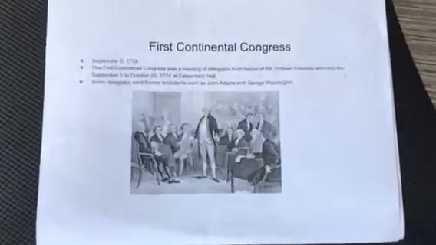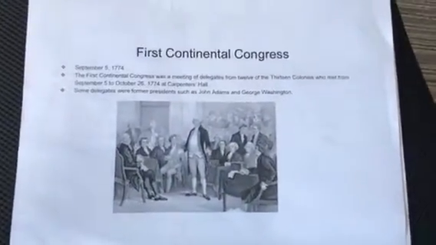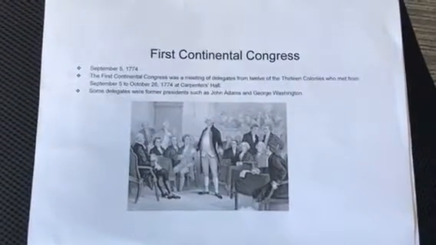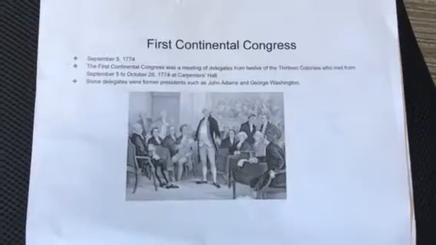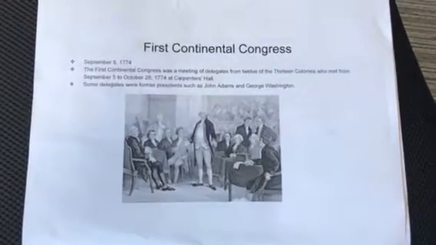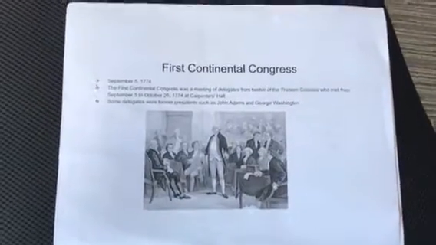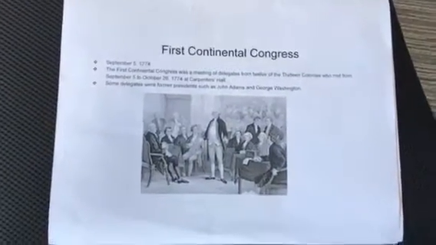The First Continental Congress. On September 5, 1774, the First Continental Congress was a meeting of delegates from 12 of the 13 colonies who met at the Carpenter's Hall. Some delegates were future presidents such as John Adams and George Washington.